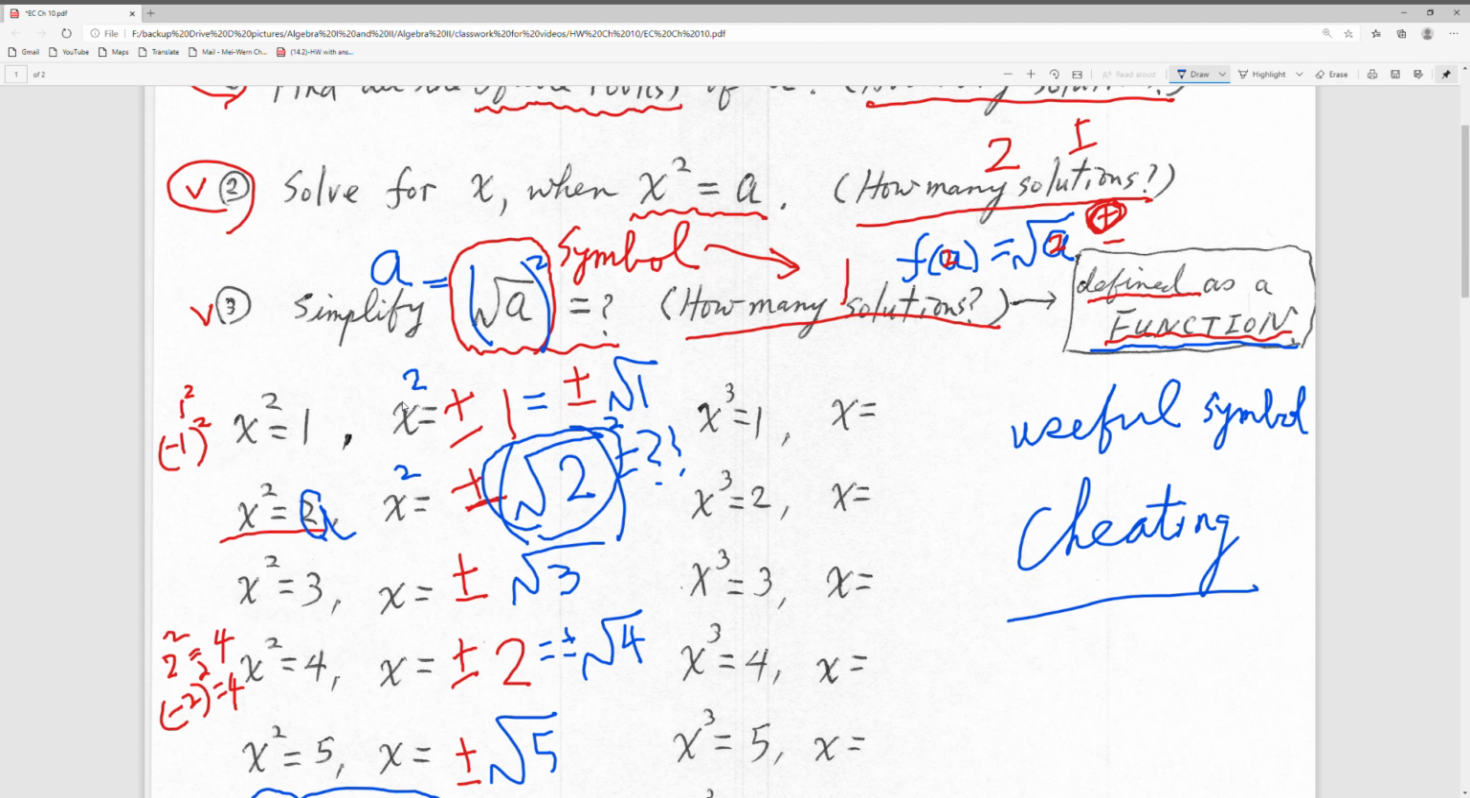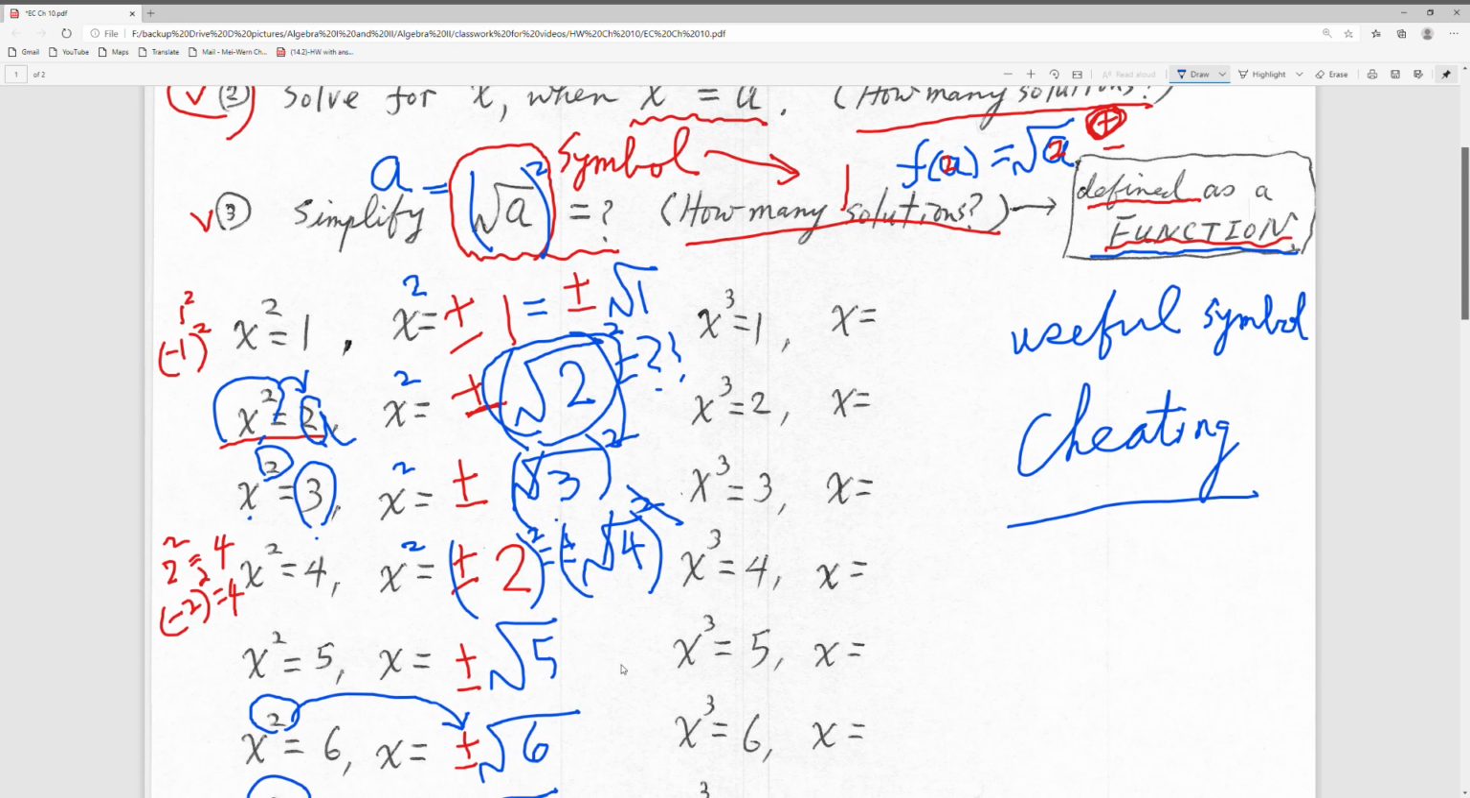So when you square x, then you have a. When you square x, you have 3. So if you square root, you can simply cancel out. So this is one of the very important things you have to understand here.